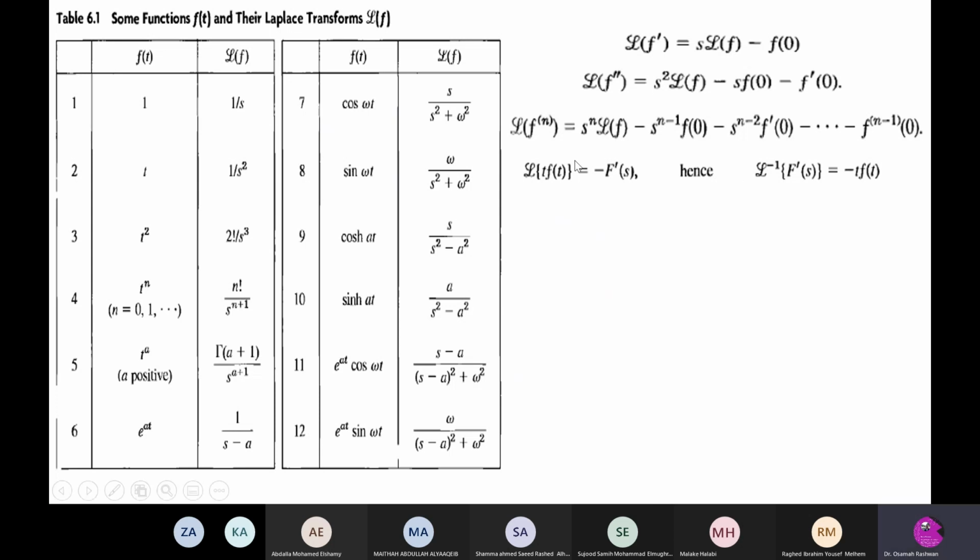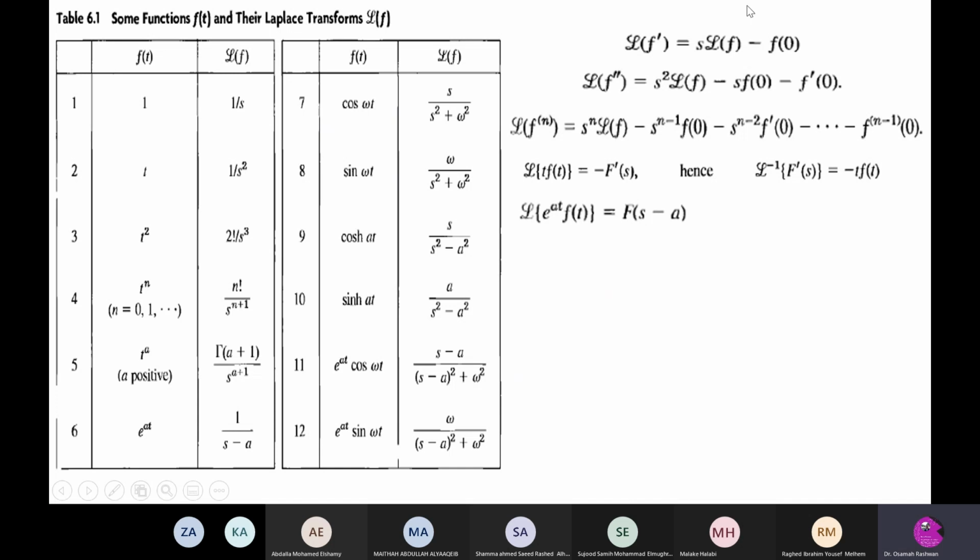Okay, be careful, you have a Laplace and inverse Laplace. So if you get this result minus f dash of s as a Laplace, you take the Laplace inverse for this one and you check which one in the table and you get this one, right? And we will know how to find the Laplace inverse in detail.